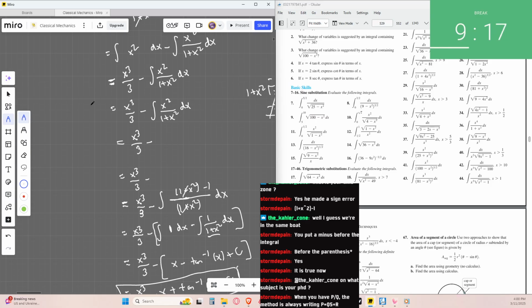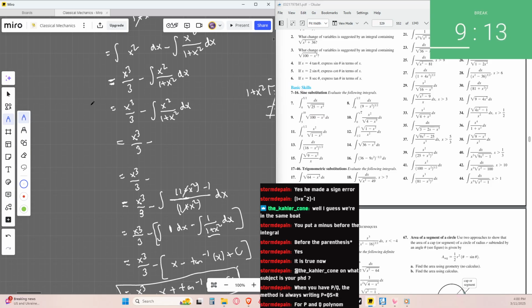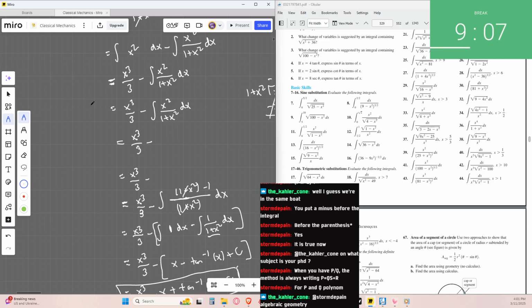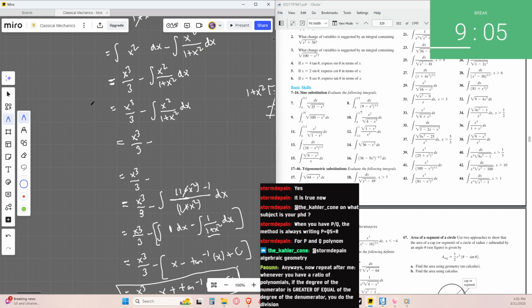When you have P over Q, the method is always write P equals QS plus R. What is S, though? Oh, is that like what you put on the top for division, right? So like what you multiply it by to actually get P, and R is the remainder, right?